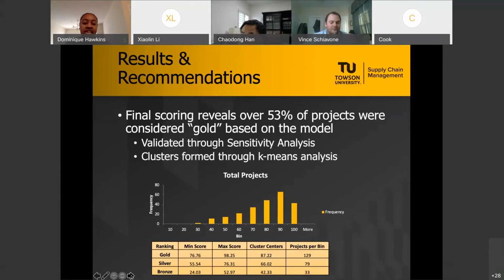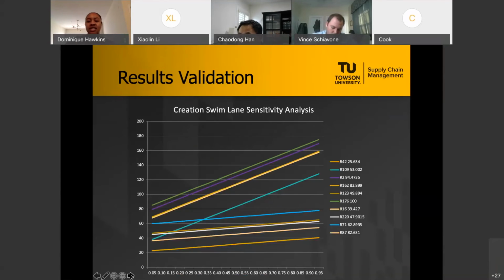So just again, how many projects fell into the gold, silver, or bronze category. And the histogram also shows you that, but just in the version of a chart. And so as there were many more projects ranking gold than expected, we validated our research using sensitivity analysis.